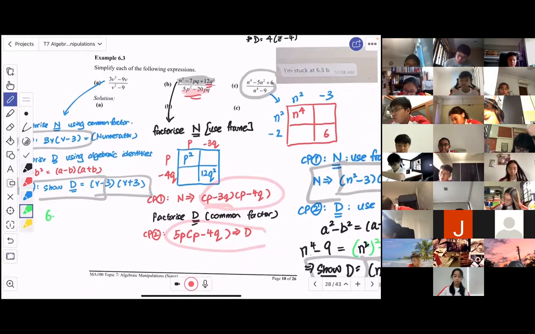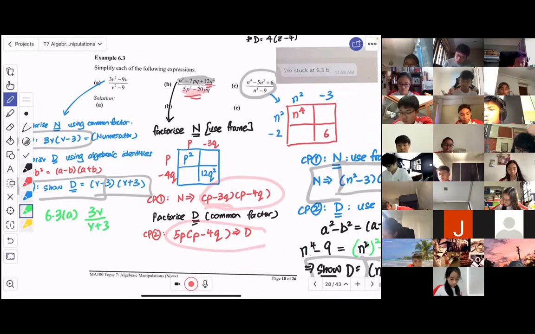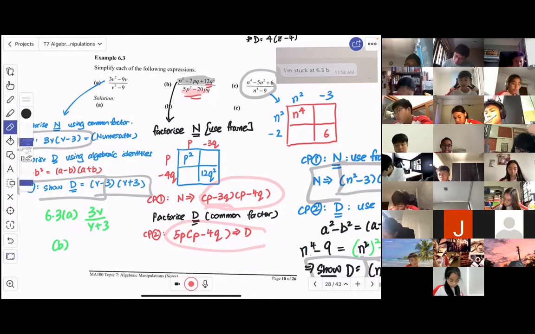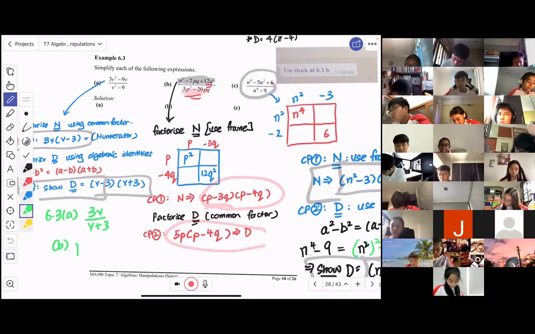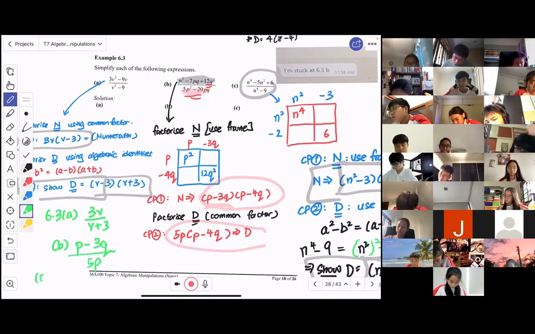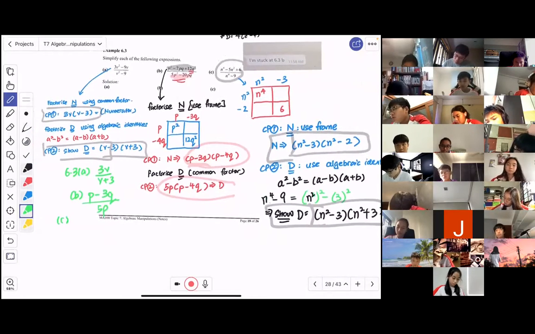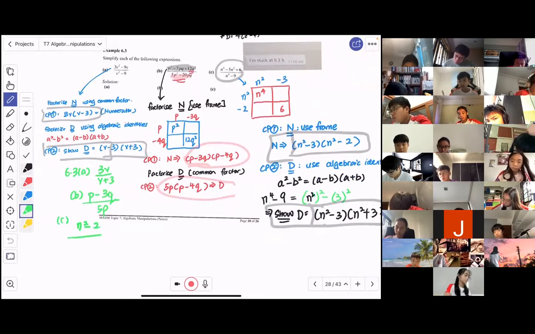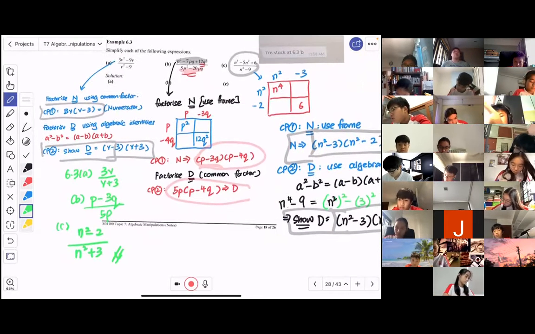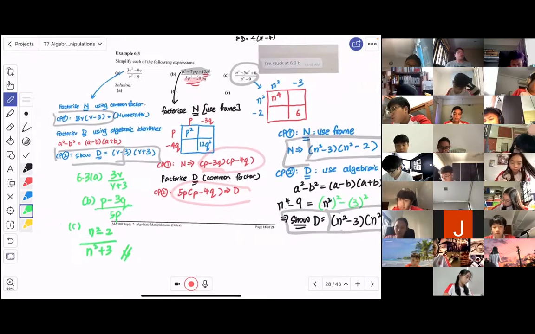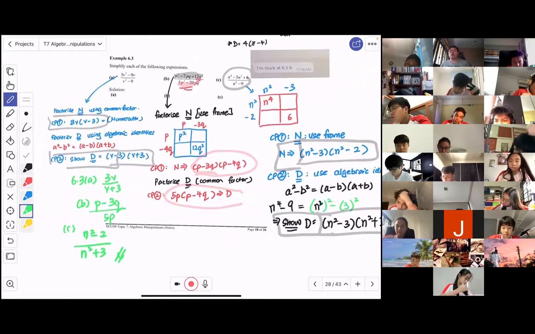For 6.3a, your answer should be 3b over b plus 3. For 6.3b, I believe your answer is p minus 3q over 5p. For 6.3c, your answer should be n square minus 2 over n square plus 3. Okay? I'll just leave it on the screen for a while.